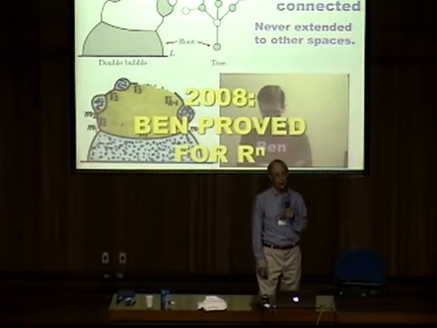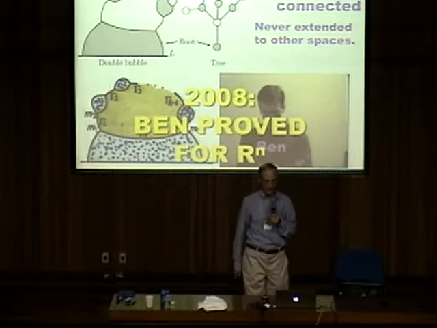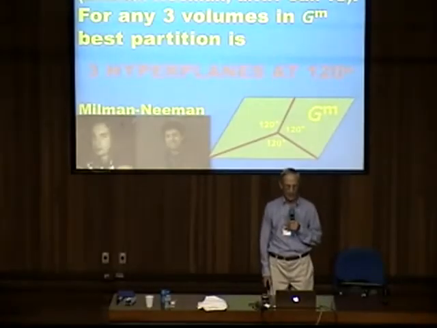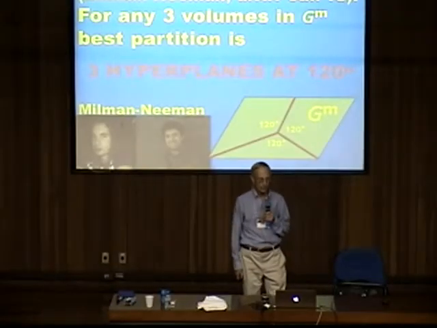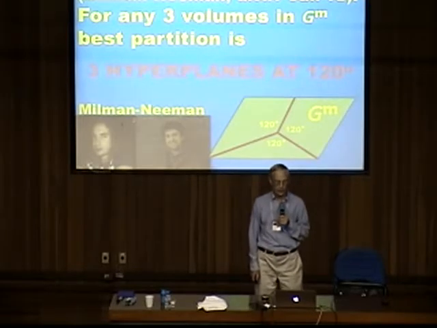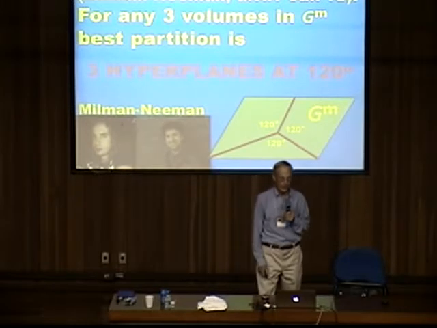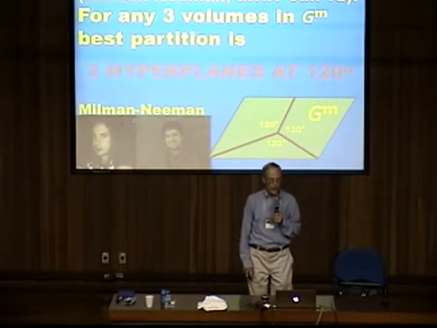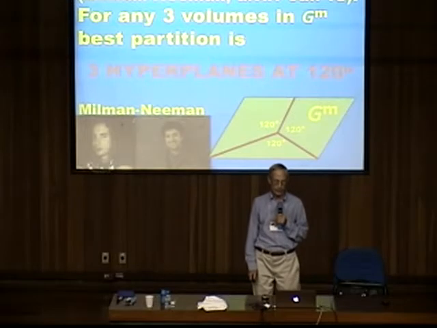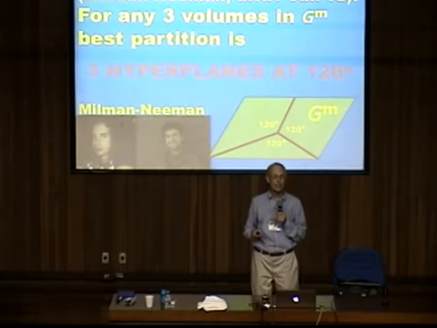And then there was no progress until this year. It was just this year that Emanuel Milman of Technion and Joe Neeman of the University of Texas at Austin, it's just appeared on the archive, not published of course, in January, proved the double bubble conjecture for any 3 volumes in Gauss space of any dimension.